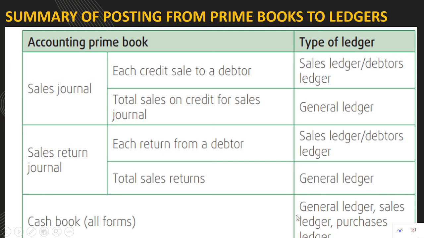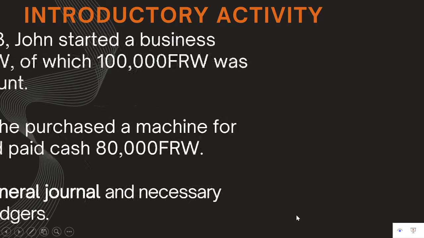Notably, the cash book, in all its forms, be it the single, the double, the triple, or the petty cash book, will have to be reflected in the general ledger, sales ledger, or purchases ledger, depending on the type of transaction, be it cash receipts or cash payments.